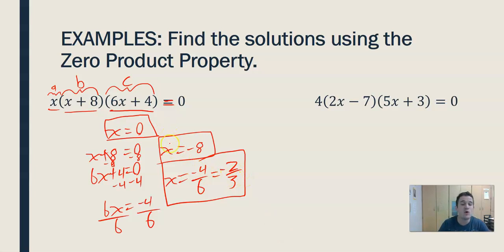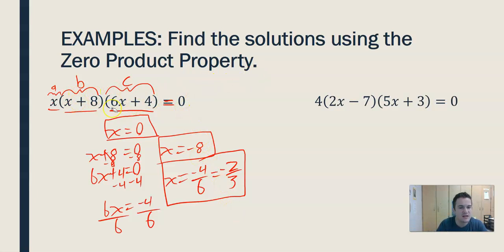And again, if you want to double check yourself, if you want to check your work, put those numbers back in for x to make sure that they actually will give you a result of 0. For example, if I put 0 back in for x, I'll have 0 times 0 plus 8 times 6 times 0 plus 4. So that's 0 times 8, 6 times 0 is 0, plus 4 is 4. 0 times 8 times 4 really is 0. And I'm not going to put in the rest of these. You can put in the rest of those if you want to check.